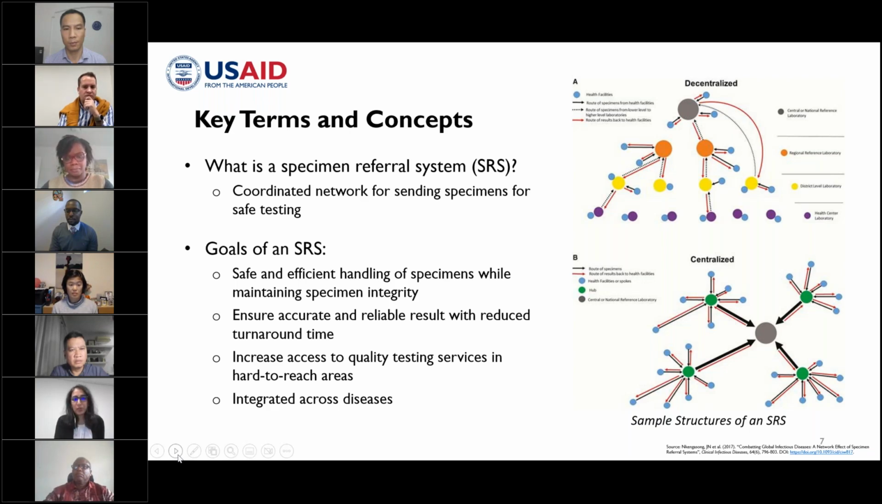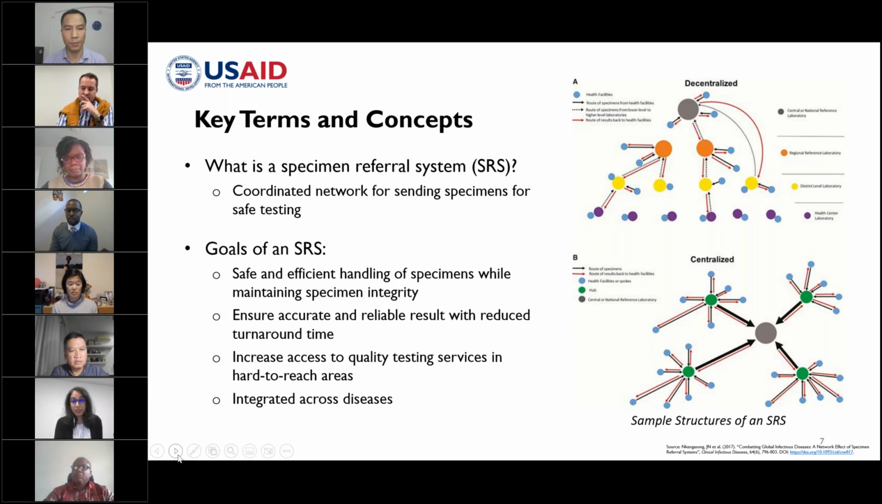The goal of specimen transport is safe and efficient handling and treatment of specimens during the process in order to obtain reliable results in a timely manner. The systems actually enable the required test to be performed and the results to then be returned to clinicians, veterinarians, and other public health officials.